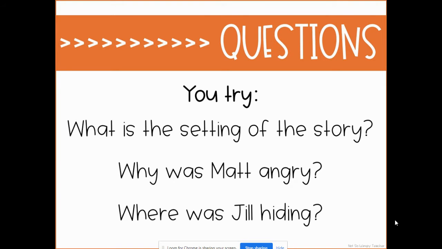You try. What is the setting of the story? So what would we say? The setting of the story is, and then you would answer. Why was Matt angry? How would we write our answer? Matt was angry because, and then you'll explain why. Where was Jill hiding? How would we say that in our answer? Jill was hiding in the laundry room.